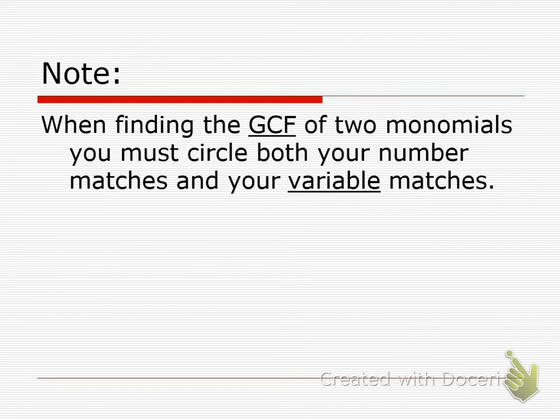When finding the GCF of two monomials, you must circle both your number matches and your variable matches. So this is where today gets a little different from what we've done before. Everything else we've really done in our notes so far has been a review. This is where it gets just a little different. Okay, did we get those notes filled in? Finding the GCF of two monomials, circle your number matches and your variable matches.